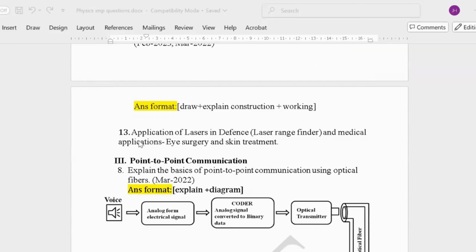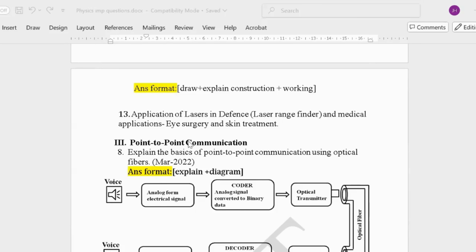Yes. Okay. Now explain application of lasers in defense and medical applications of eye surgery and skin treatments. This is not a proper question, but we have given it so that it may not be a complete question. It might be in a split form. So you have to learn all this, right? This is not a question. We have given it to you to learn, right? Individually they might ask. Okay, guys. Now moving on to the next question.